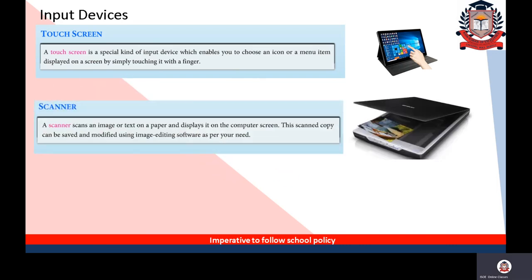Okay, the next input device is a scanner. What is a scanner? It scans a document. A scanner scans an image or text on a paper and displays it on the computer screen. Suppose you have gone to a beautiful place where the cameraman had taken a picture of you, but you want to keep the picture on your computer. With the help of the scanner, you put the picture in the scanner and it will scan the object, whatever picture or text or documents you have given. You want to store it permanently in your computer. So that is how you will scan the copy.